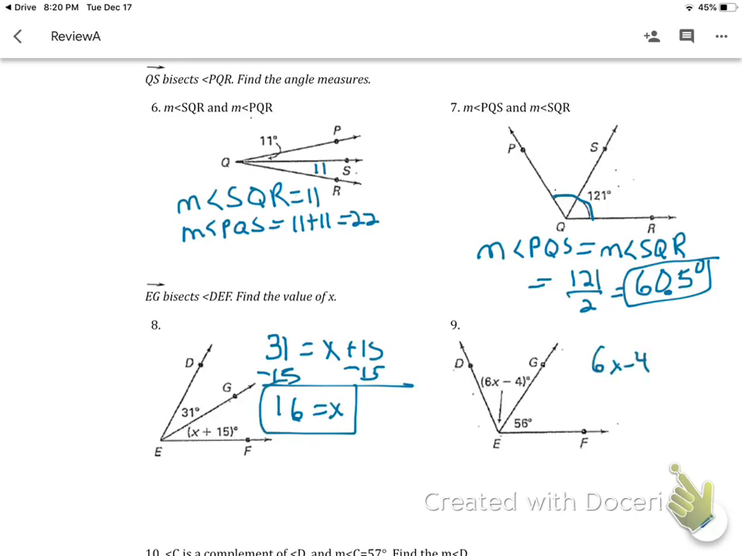6x minus 4 here, same setup. We have the 2 smaller parts. We can now solve. Equals 56. Got to get x by itself. Add 4. We get 6x equals 60. Divide by 6. X equals 10.